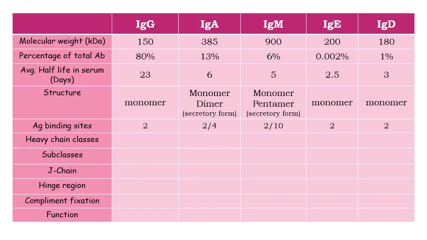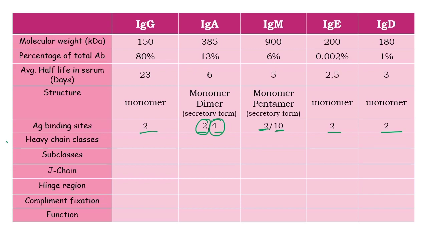So the number of antigen binding sites is 2 in case of IgG, IgE and IgD. In case of IgA, it can be 2 or 4 depending on the form. In membrane bound form there are 2, and in secretory form there are 4. In case of IgM, the membrane bound form has 2 and the secretory form has 10 antigen binding sites.